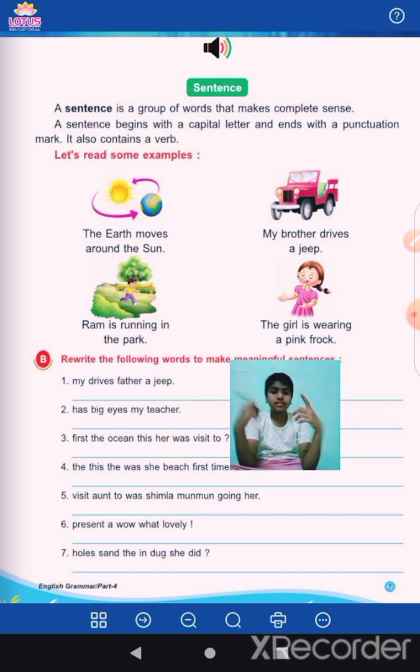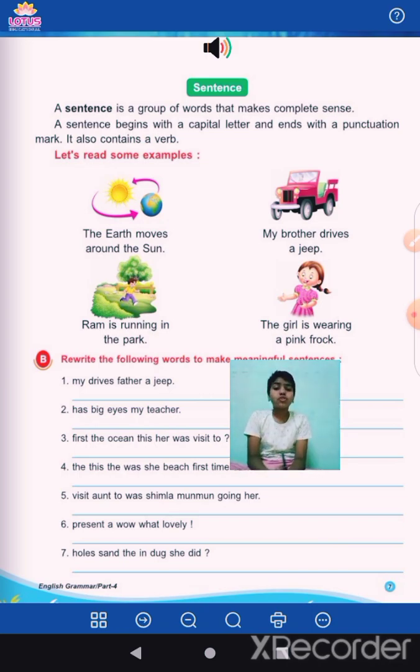Next, see some examples so you will understand it. So let's read some examples. The earth moves around the sun. My brother drives a jeep. Ram is running in the park. The girl is wearing a pink frock. Now here they had a verb, capital letters and a punctuation, that was the full stop in each sentence.